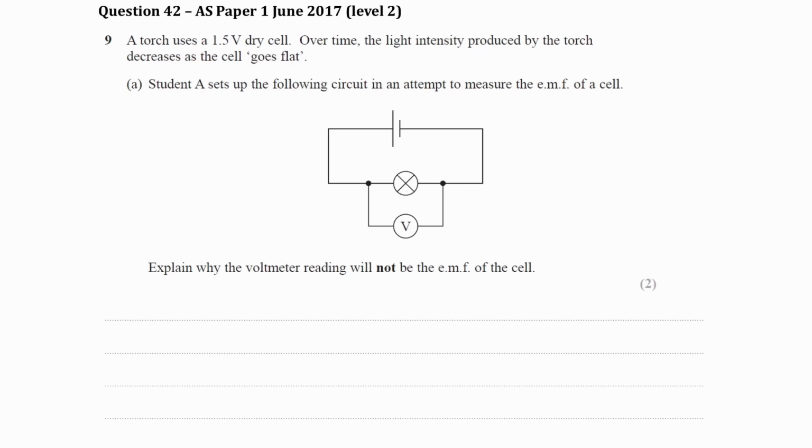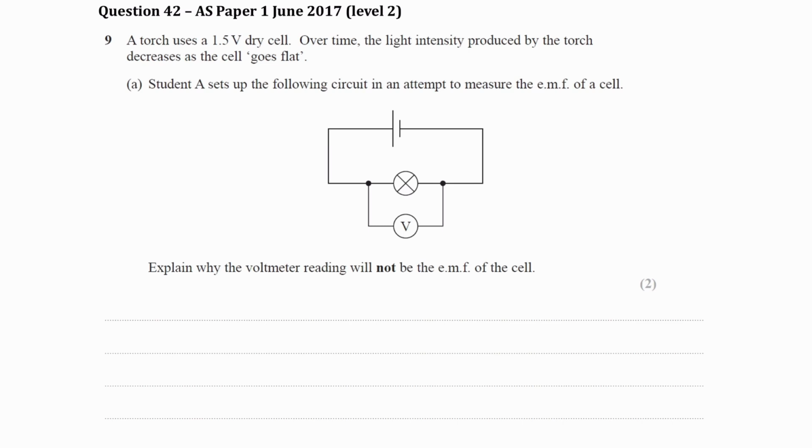We have a 1.5 volt dry cell. Over time, the light intensity produced by the torch decreases; the cell goes flat. We're trying to measure the EMF of the cell. So the student has connected a voltmeter across the bulb that is connected to the cell. And the question is, why will this voltmeter reading not be the EMF?